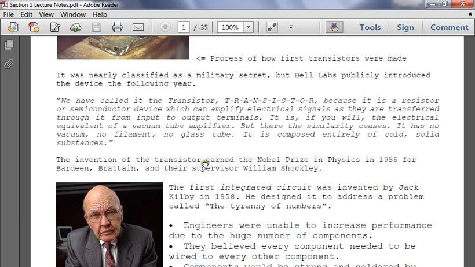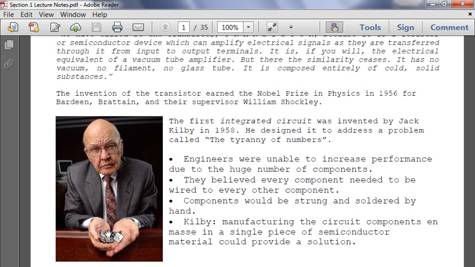So they won the Nobel Prize for this, and this gentleman here is Jack Kilby. He was the first person to invent an integrated circuit, and he did it at Texas Instruments. Before the integrated circuit with the silicon chip, there was a problem called the tyranny of numbers. Computer and electrical engineers thought that every single component in a computer chip had to be connected to every other component. That's why computers from the 50s and 60s were huge and filled up entire rooms, because they felt they had to connect all of them.